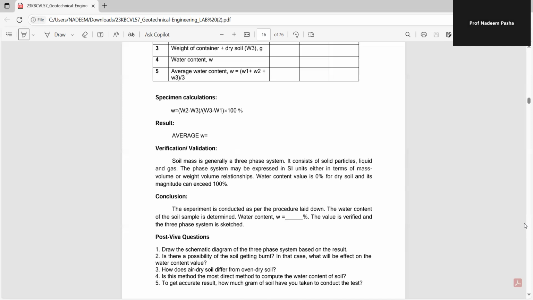The value is verified and the three-phase system is sketched. So what are the post-lab questions? Draw the three-phase diagram based on the result. That is nothing but the three-phase system, defined as containing solids, water, and air.